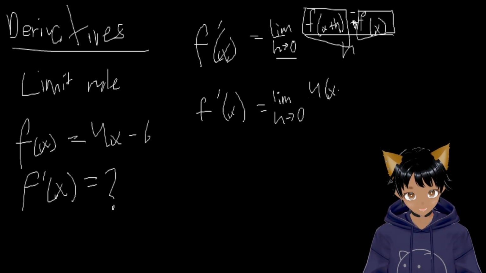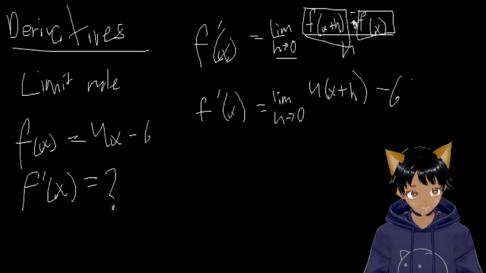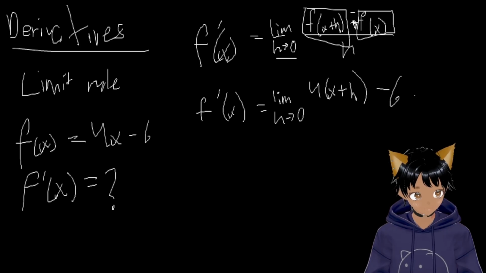4 times x plus h, minus 6. Why is there no h here? We're trying to calculate x plus h, and usually this doesn't have an x. Since it doesn't have an x, you don't have to worry about that. You only have to worry about this x right here. Minus 4x minus 6.